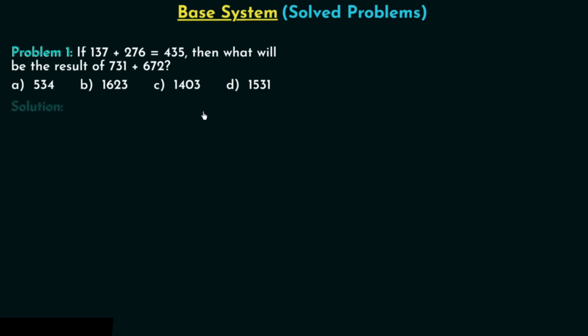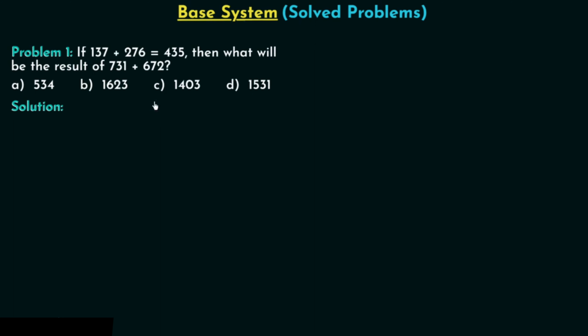So now let us see how to handle these kind of problems. There are two additions given in the problem, and the result of the first addition is already given, and we are required to find the result of the second addition. Now if you remain a little careless and perform this addition in decimal number system, you will get 1403 as the answer. But we should not mark this as the right answer because we will first confirm the number system in which these two additions are being performed.